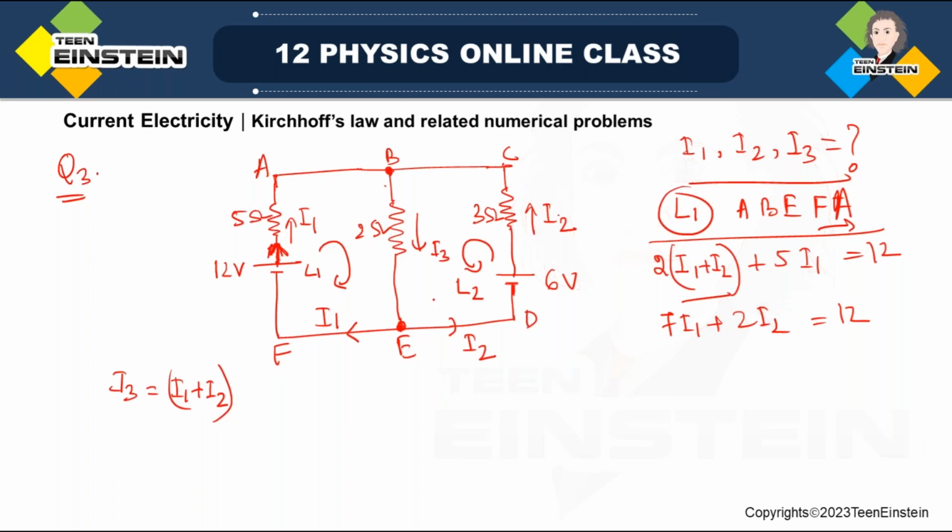Then let us go for loop 2. Okay, loop 2. Let me do that loop 2 here.